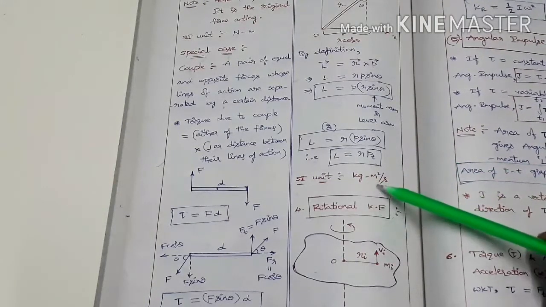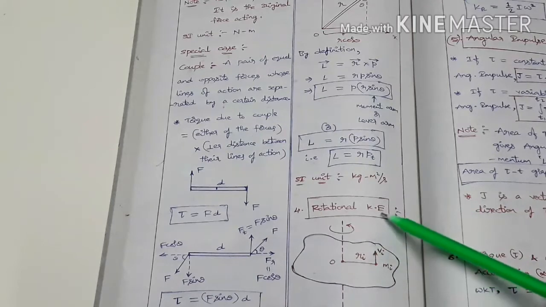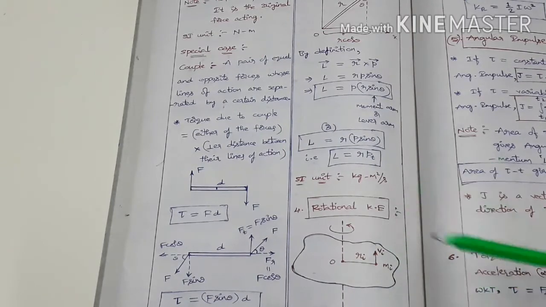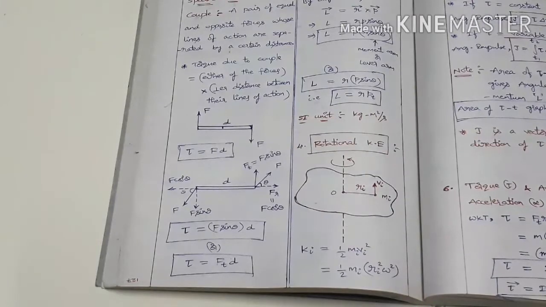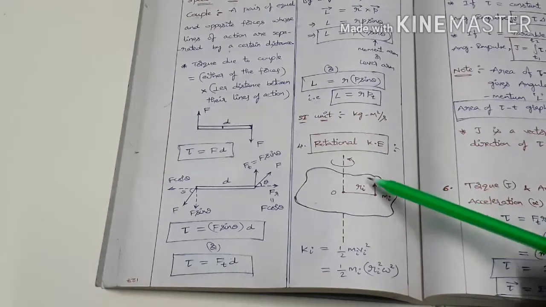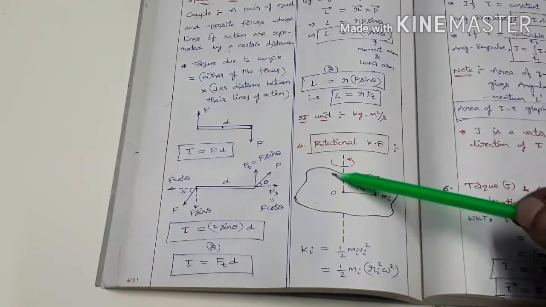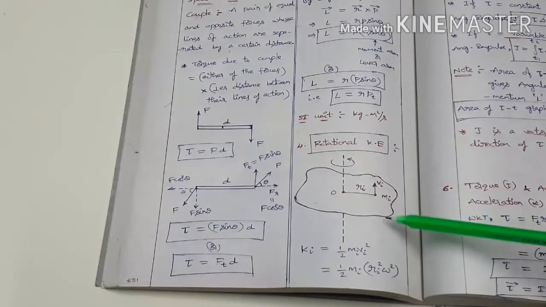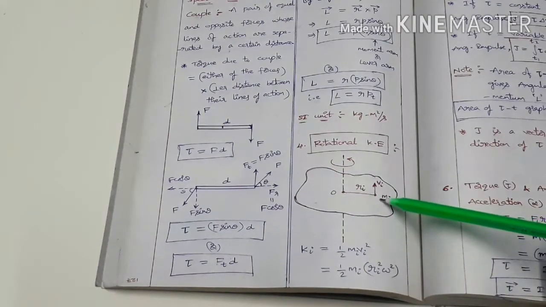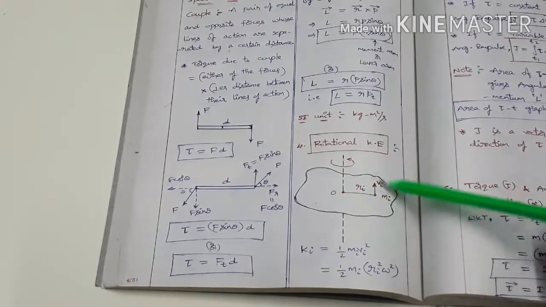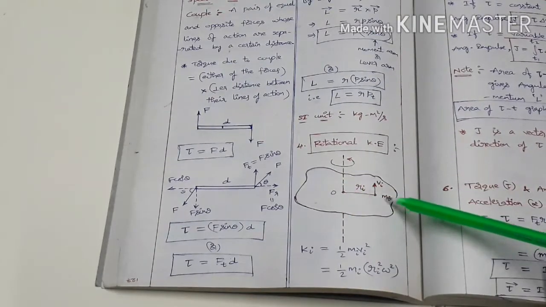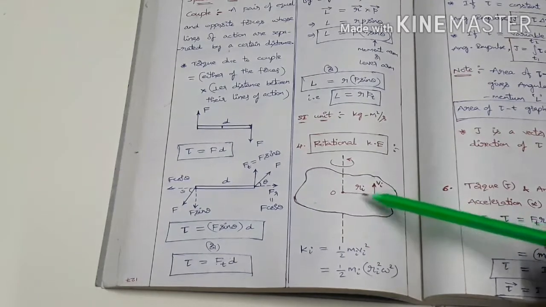Okay, the SI unit is kg meter square per second. Next one, rotational kinetic energy. Let us consider any body. Let us choose any point mass Mi. The body consists of an infinite number of masses, and we are choosing one mass Mi. Its velocity is Vi, and its distance from the axis of rotation is Ri.